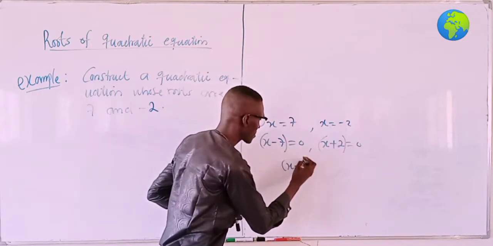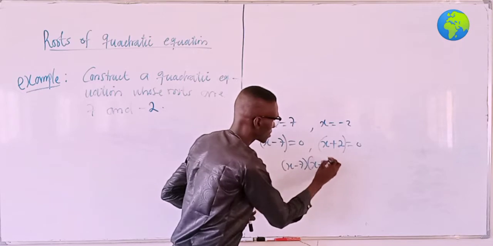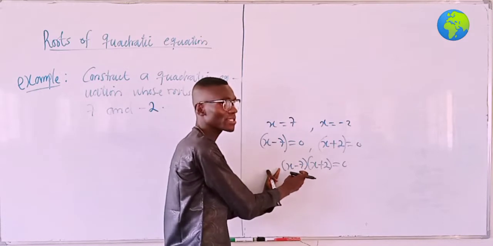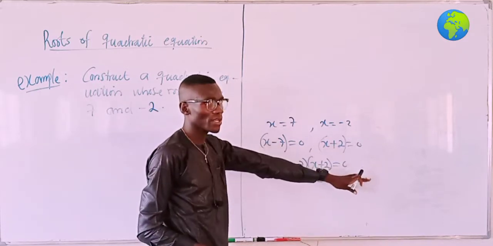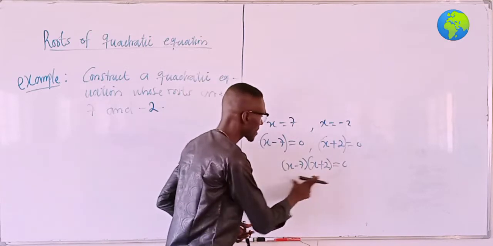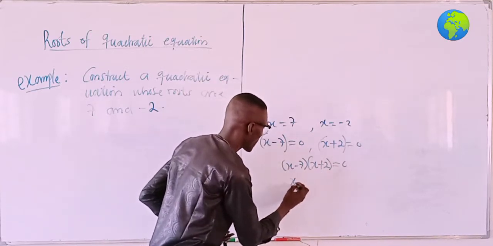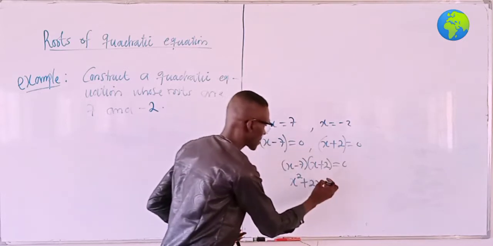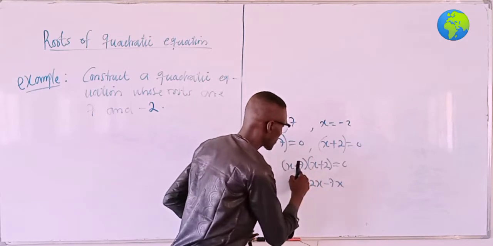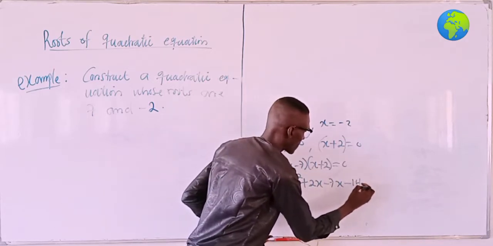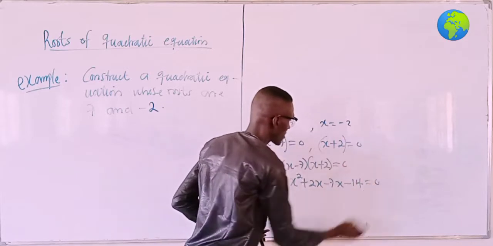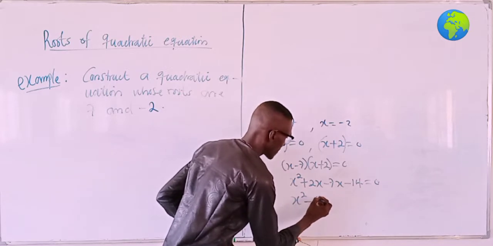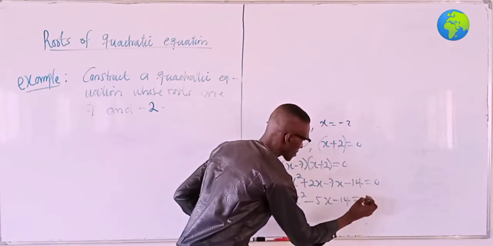This is x minus 7, this is x plus 2 equals 0, because when you have something like this, it means either the first bracket is equal to 0 or the second bracket is equal to 0, right? So how do you expand this? x times x, I'm going to have x squared, x times positive 2, that's positive 2x, minus 7 times x, that's minus 7x, right? Then minus 7 times 2, that's minus 14 equals 0. So this is x squared minus 5x minus 14 equals 0.